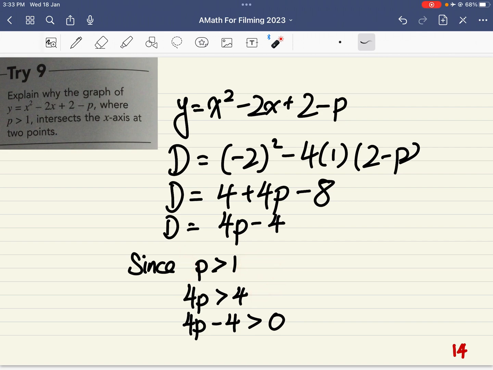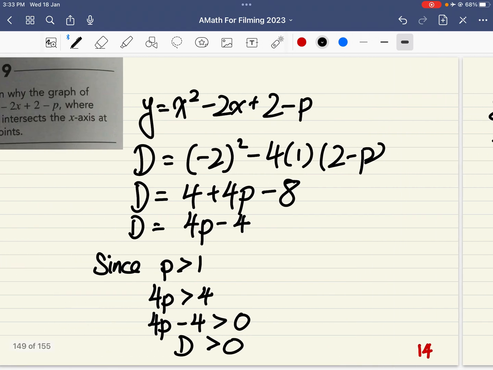4p is greater than 4, and then I will move it over. Sorry, I minus 4 on both sides of my equation. I get 4p minus 4 is greater than 0. So basically I started with p is greater than 1, 4p is greater than 4, 4p minus 4 is greater than 0. Lo and behold, 4p minus 4 is the same expression here. So I can therefore conclude that my discriminant D is greater than 0.